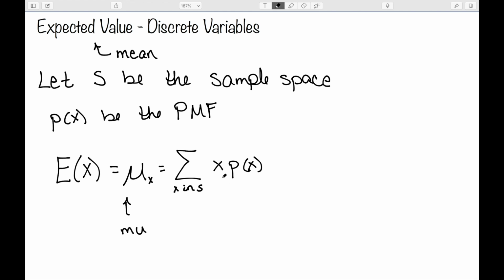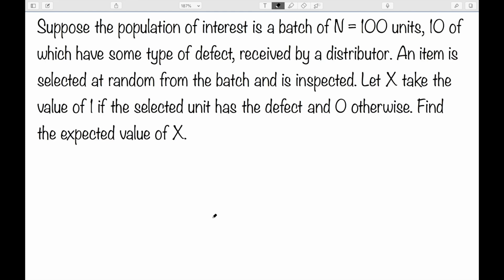So let's look at some examples. Let's suppose the population of interest is a batch of 100 units, 10 of which have some type of defect, received by a distributor. An item is selected at random from the batch and is inspected. We're going to let our random variable x take the value of 1 if the selected unit has a defect and 0 otherwise. And I want to find the expected value.